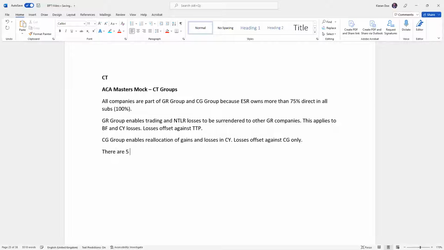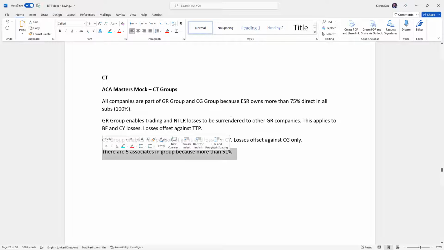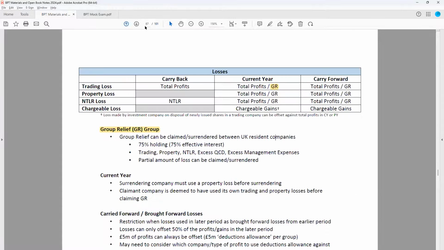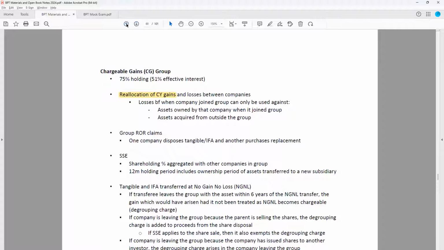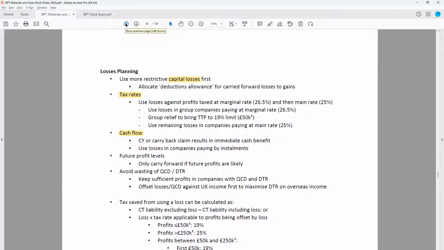So there are 5 associates in the group, because more than 51%. Remember, it's 51% for associates, so 75% direct for gains group and group relief group, but only 51% indirect, remember, for chargeable gains group. So lower threshold there, but group relief is 75% effective interest. But that wasn't relevant to this question, so we didn't really need to go into that.